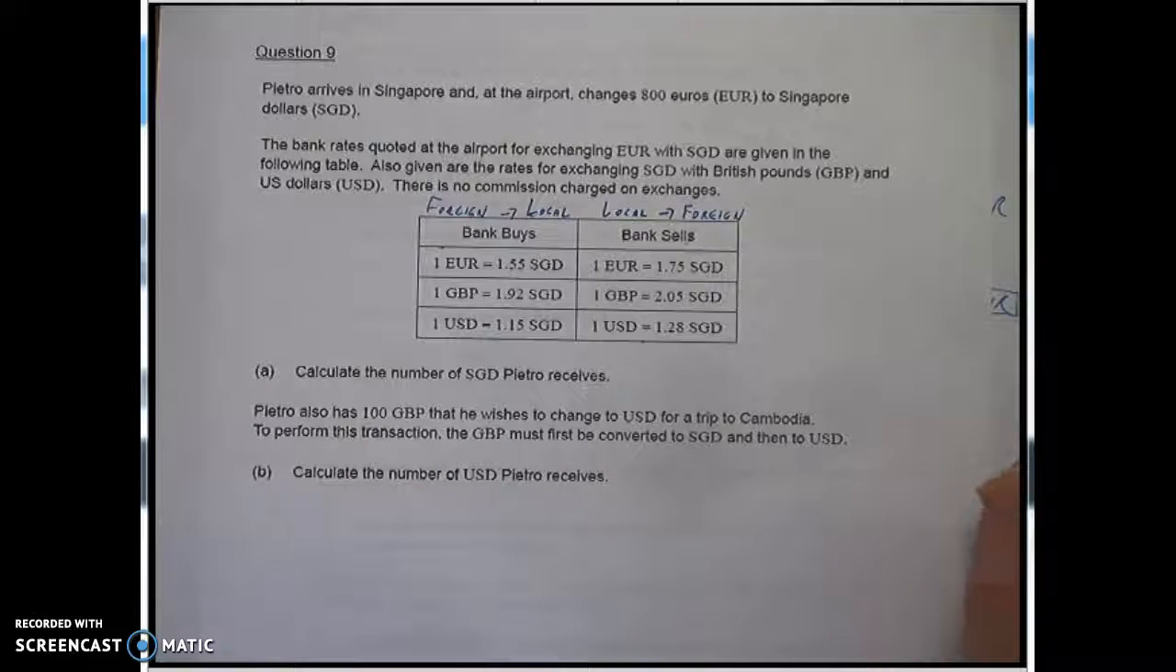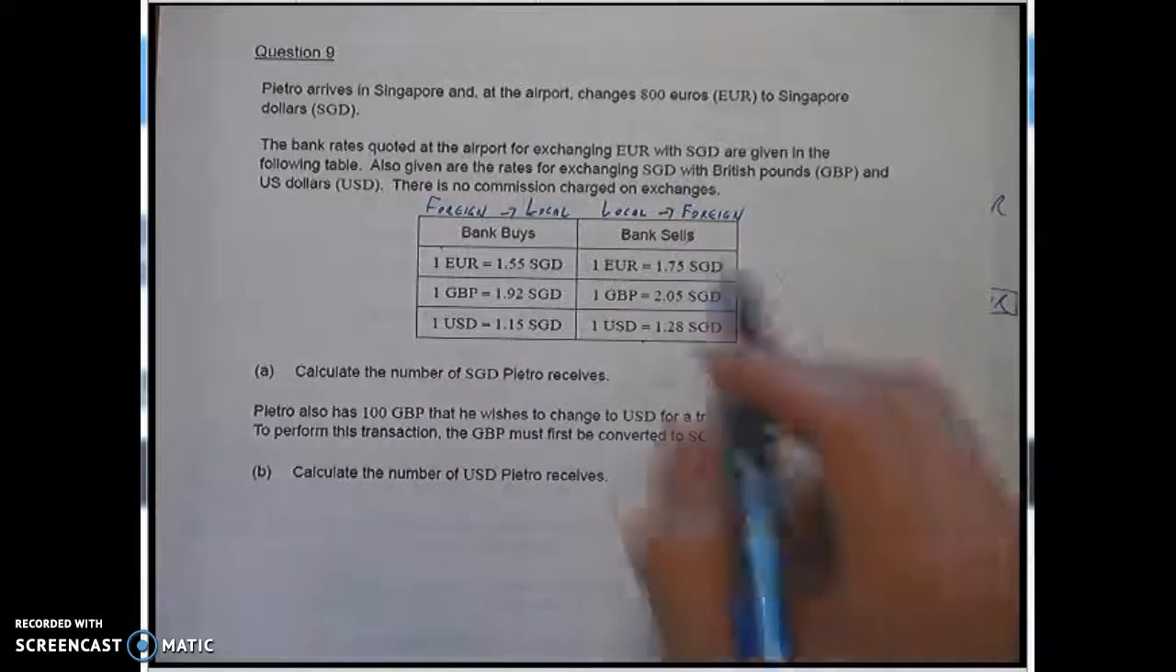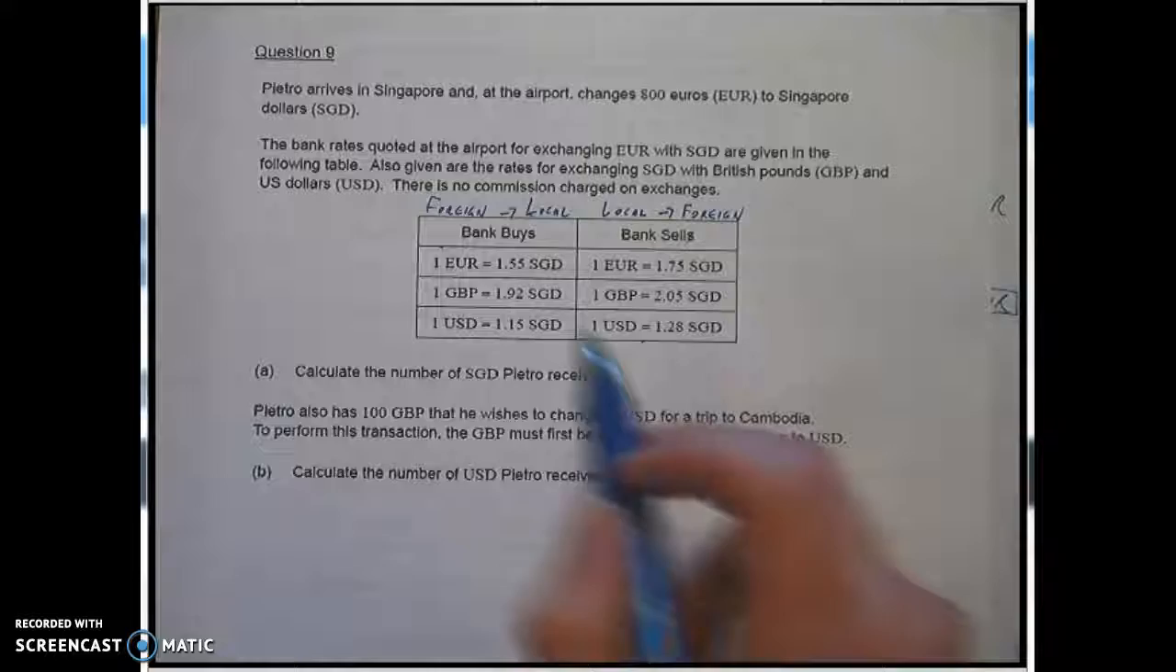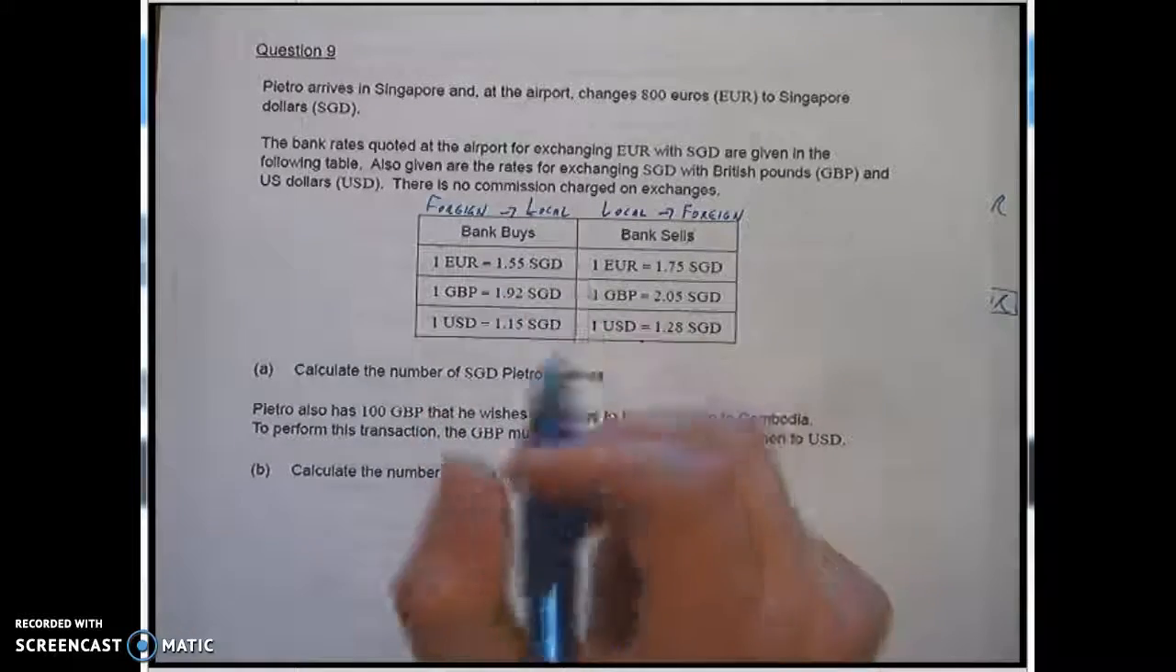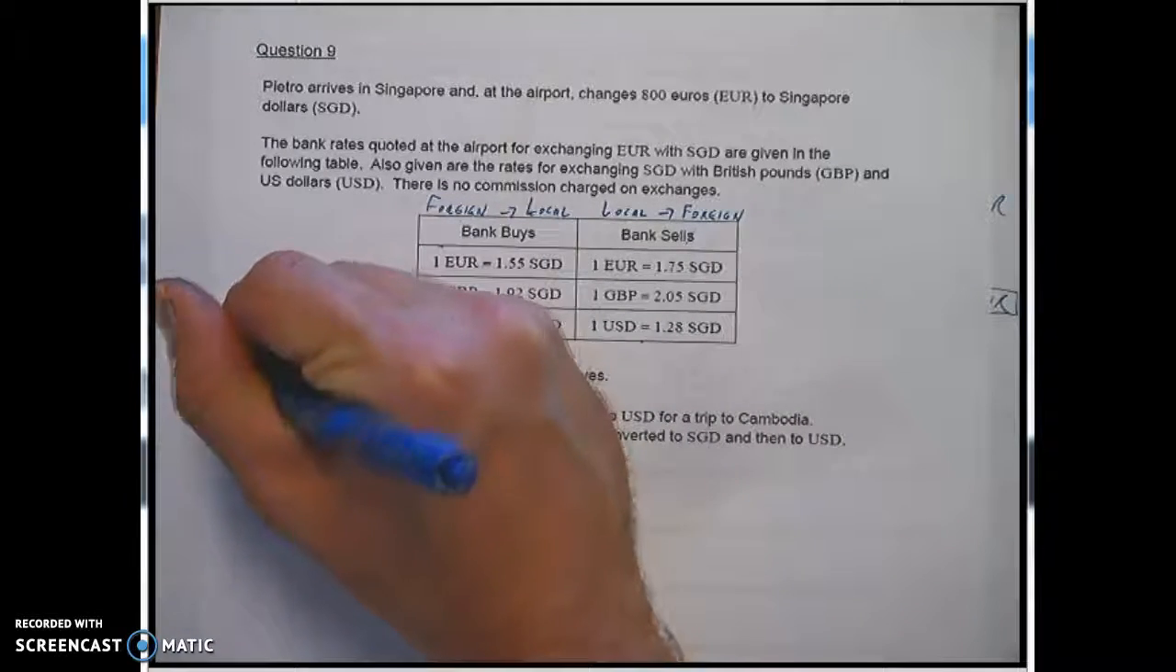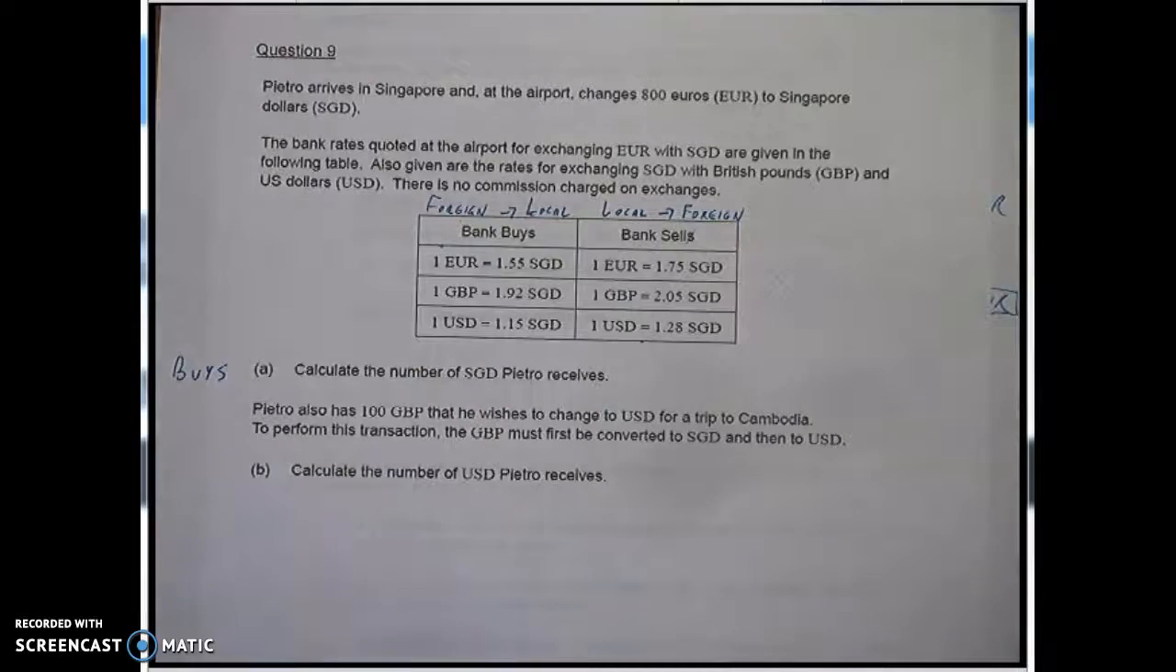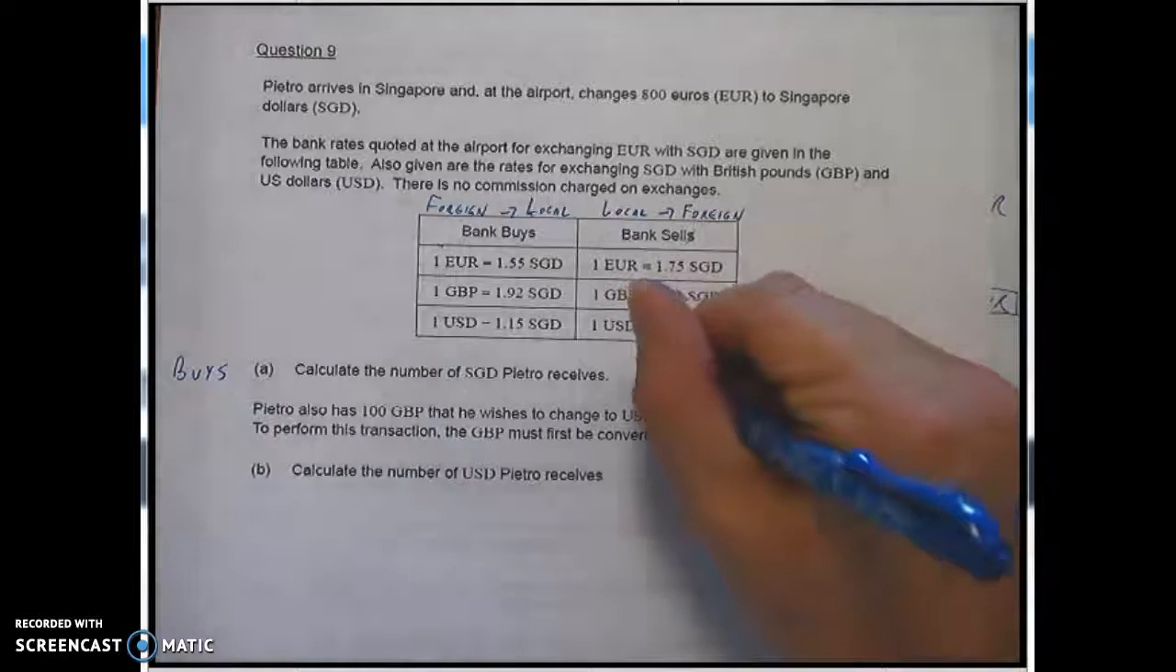So I'm supposed to calculate the number of Singapore dollars this guy receives after exchanging his 800 euros. And since we're going from foreign currency to local, we're going to use the bank buying formula here. So we're going to have our 800 euros.